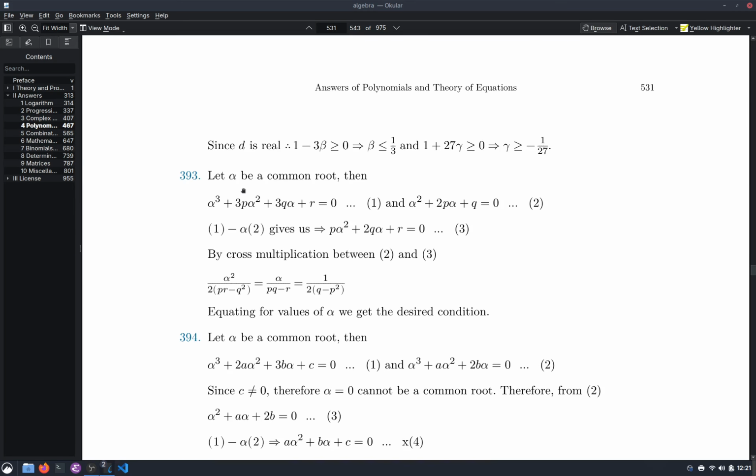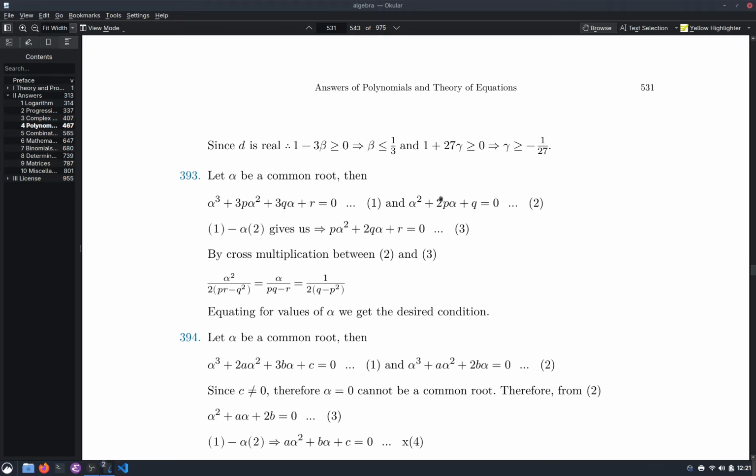So what we do is we let alpha be a common root. So we substitute it in the given equations. We get alpha cube plus 3p alpha square plus 3q alpha plus r is equal to 0, and alpha square plus 2p alpha plus q is equal to 0. We multiply the second equation by alpha and subtract. We get p alpha square plus 2q alpha plus r is equal to 0.